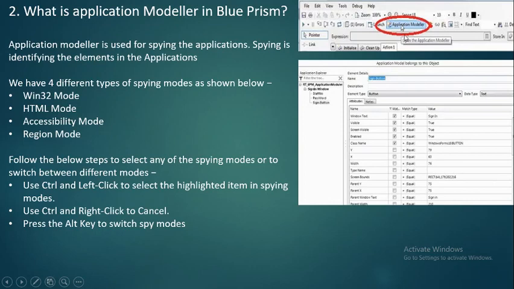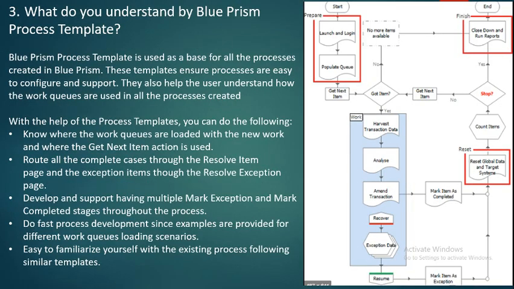the application modeler icon, and this is where you can select the different attributes. Also you can see window text visible. If the particular object which you are spying is a text or a button, or so many others, you can also spy based on the position. There are so many different kinds of attributes you can see. So these are the different attributes, and this is where the application modeler is used in Blue Prism.